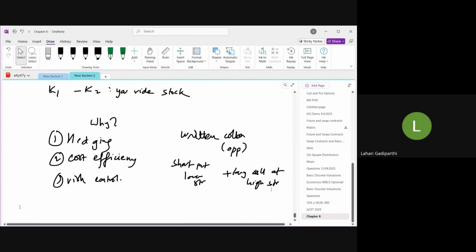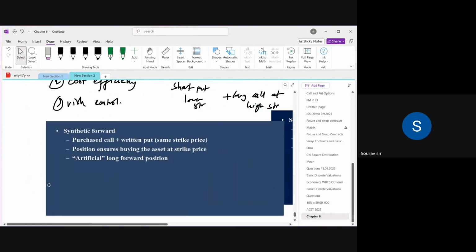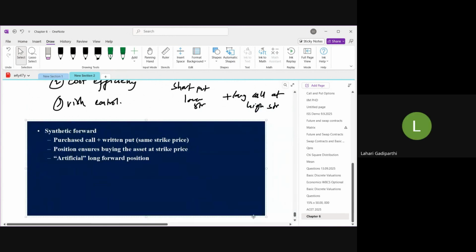So here it was synthetic forward. What was that? Purchased call plus written put. Buy a call option and sell a put option. So an option-based strategy that replicates the payoff.